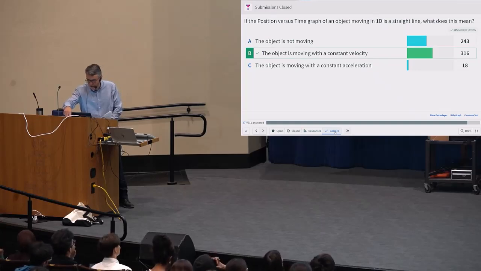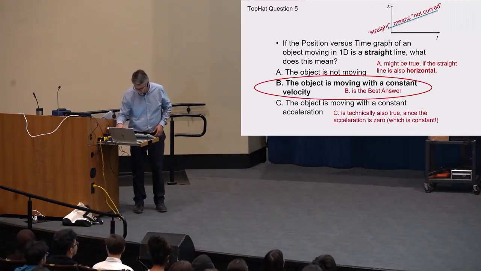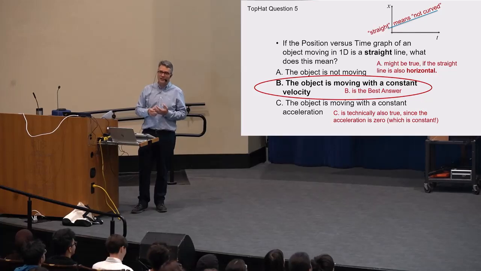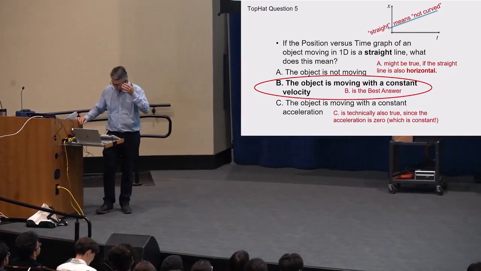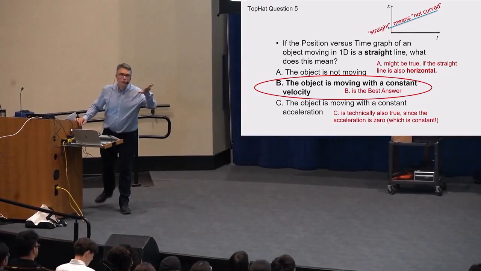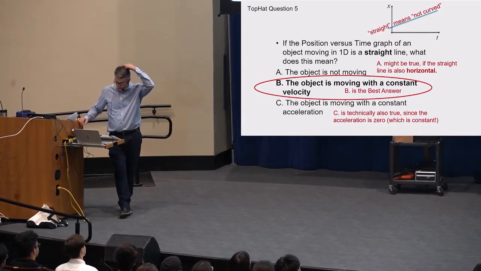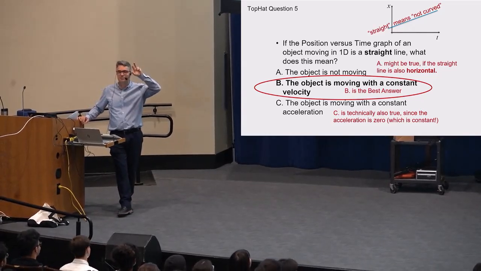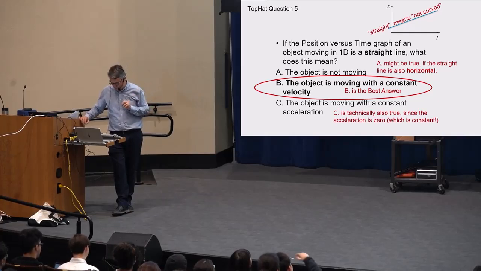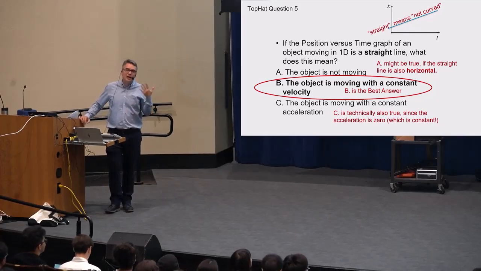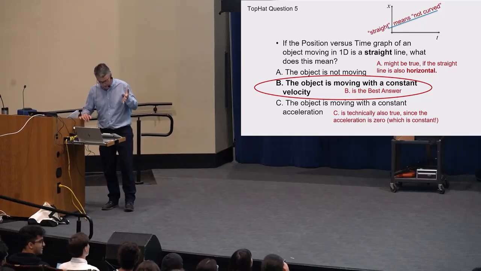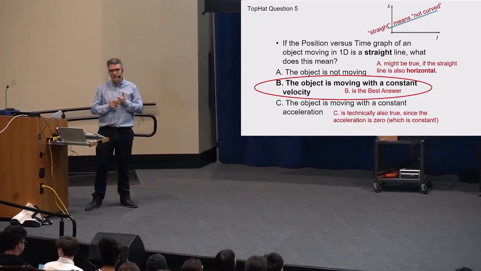So my reasoning behind B was, you may have gotten a little mixed up. I think that a horizontal line means that the object's not moving. So by straight, I just meant not curved, right? So if it's not a curved line, then I think B is the best answer.